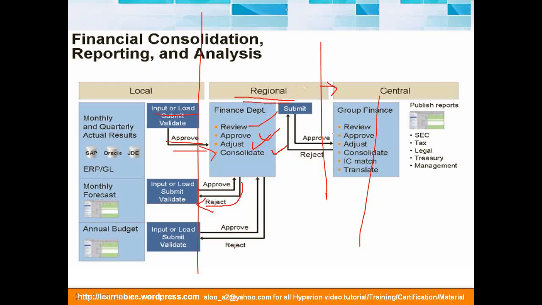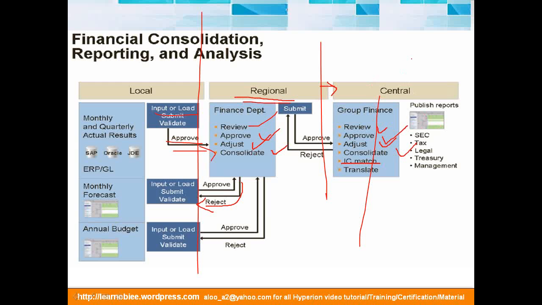After regional level consolidation, it is promoted to central level consolidation. The same approach happens at central level. This is the final consolidation. They review, approve, adjust, consolidate, and at central level they may require intercompany transaction matching. We'll discuss intercompany transactions and what the issues are. They do the IC match, and finally translation may be required, currency conversion, these kinds of translation.